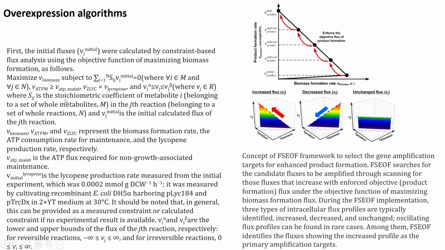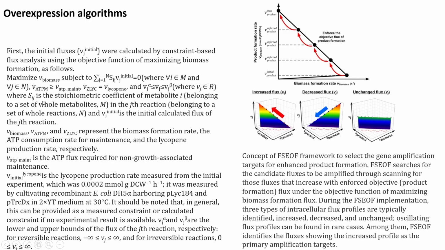You have this constraint: your V_ATPM should be greater than or equal to ATP maintenance, and your V_ZLYC should be equal to your lycopene production. These are certain constraints that you have put on this. This example is taken from the lycopene production example, the same one that Sir talked about in class, but I'm going into a little bit more detail on what the constraints are and so on.